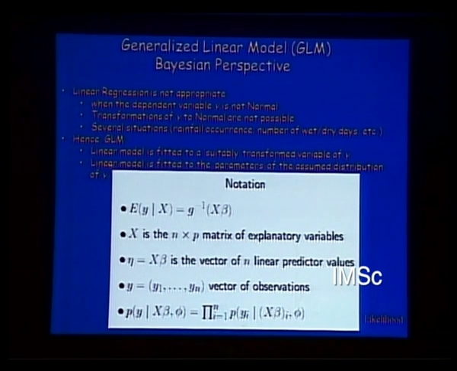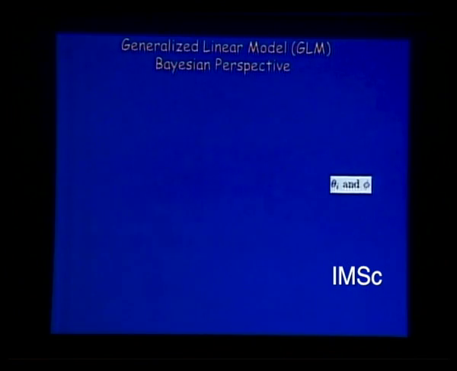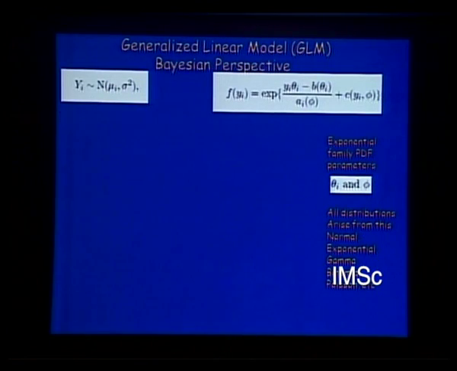Okay. And what is done in a GLM is, rather than fitting a linear model to the dependent variable, you fit a linear model to a suitably transformed variable of y. Okay? And the linear model is fitted to the parameters of the assumed distribution. That is where it departs and becomes more general than the regression framework that we have used. So the idea here is your data is normally distributed.